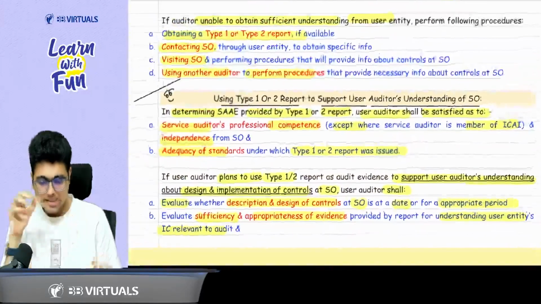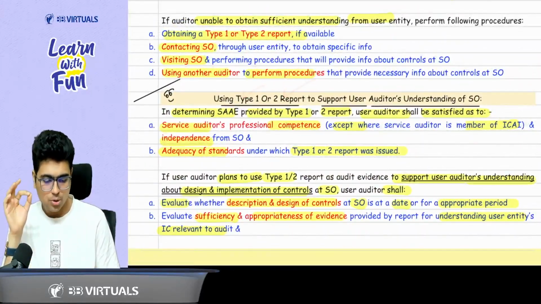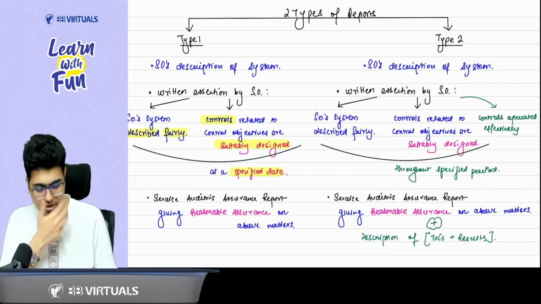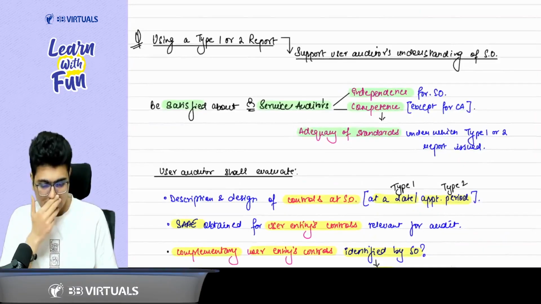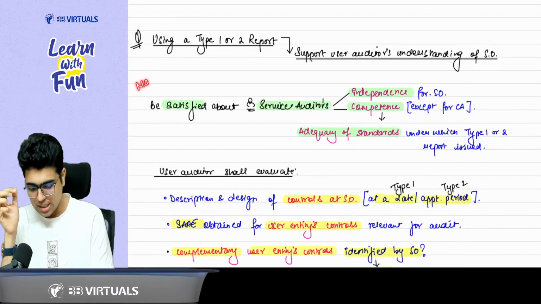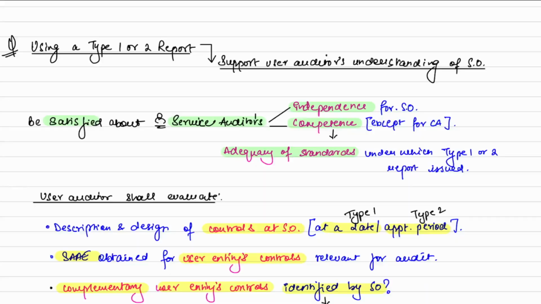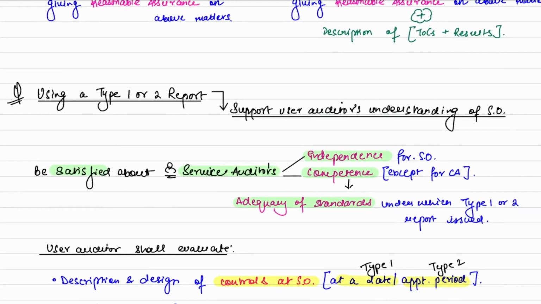Now the next topic says, using a type 1 or type 2 report to support the user's understanding of service organization control. So let's do this topic. This topic was also asked in your May 25 exams. Okay, so let's revise this topic. Everyone look at the board. Using a type 1 or type 2 report to support the user's understanding of the service organization and its controls.